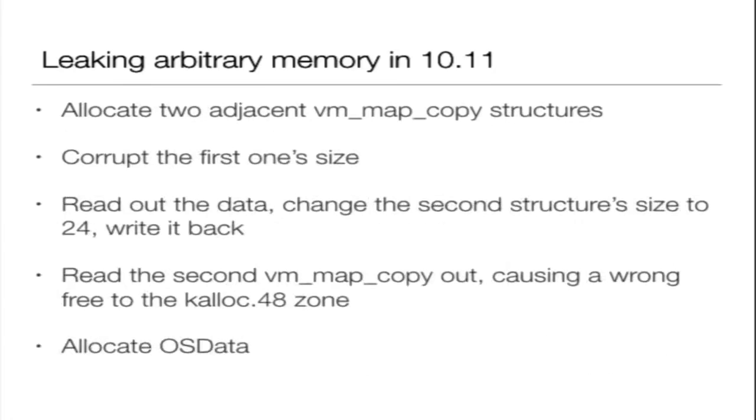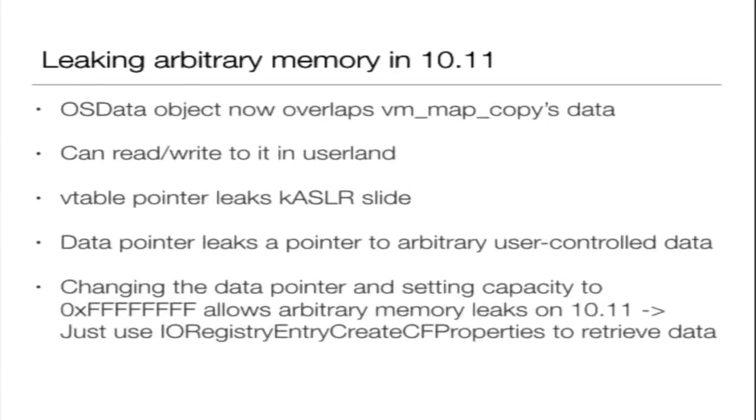useful. So you just have to allocate two adjacent vm_map_copy structures, corrupt the first one's size, read out the data, change the second structure's size to 24, which is the difference between the size of vm_map_copy and an OSData object in memory. Write it back, read the second vm_map_copy out, causing a wrong free into the kalloc.48 zone, which is the zone where OSData lives. And now you have an OSData overlapping a vm_map_copy's data. And you can read it in userland.